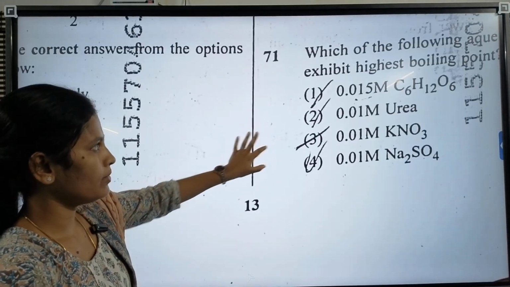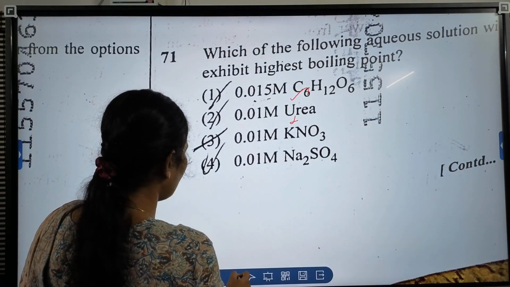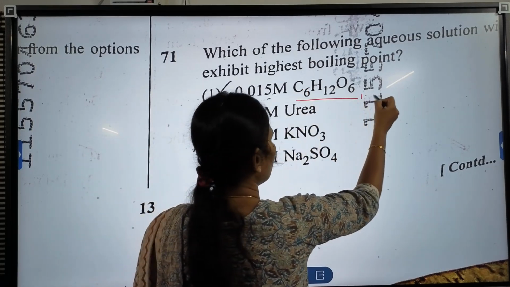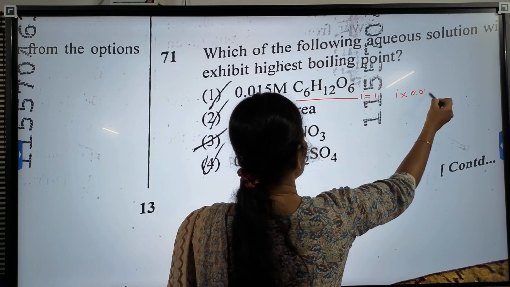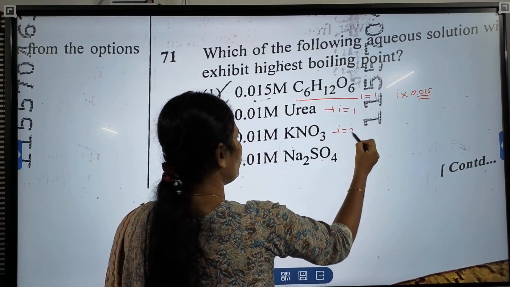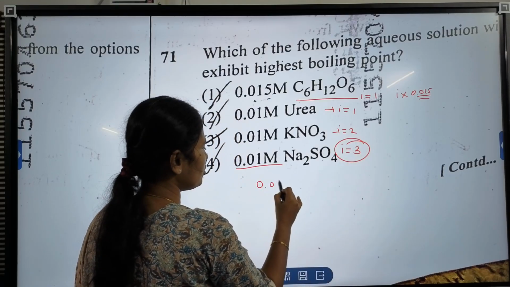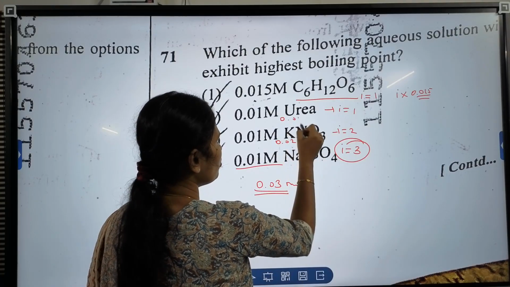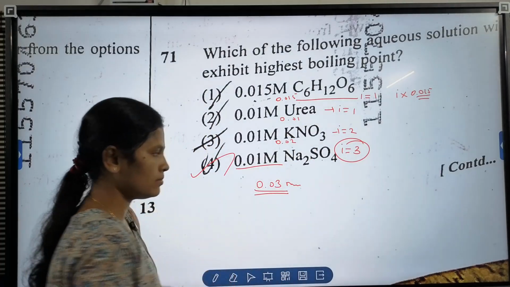Highest boiling point, the elevation in boiling point part. Which will have the highest i value? We have to check if the concentration is the same. Here i is 1, so i into concentration will be 0.015. Same I will get. Here also it is 1. Here i is equal to 2. Here i is equal to 3. So if i is more, it will be like 0.03 moles. Here 0.02 moles, 0.01 moles, it's again 0.015. So where will the elevation be maximum? Fourth option.